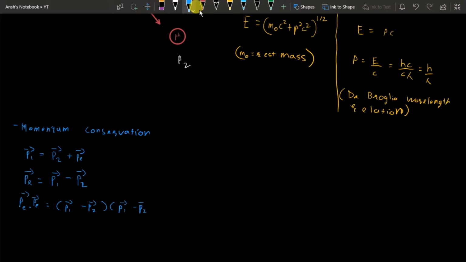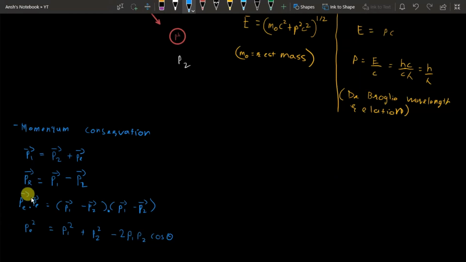And what will happen now is that the left side of this equation can simply be written as pe squared, and on the right side we'll break this down and we'll have p1 squared plus p2 squared minus 2 p1 p2 cos theta. And this comes from the dot product of these two quantities. Since these two are vector quantities, when we multiply them we'll have to take the dot product. So we'll have p1 squared plus p2 squared, and the middle term will be minus 2 p1 p2 cos theta.